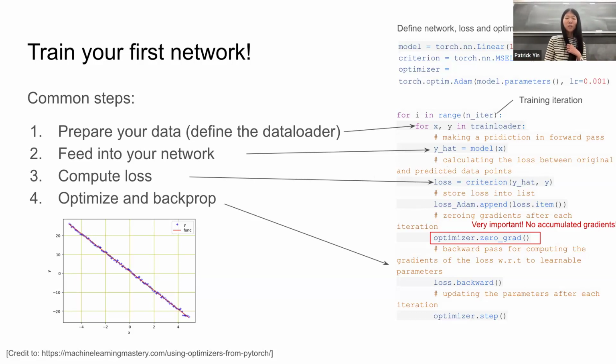So one thing that I want to emphasize here is don't forget to add optimizer.zero_grad here. This is because whenever you call backward, you compute gradients. In PyTorch, gradients are accumulated. So you want to clear out or zero out all the gradients before you compute the next gradient in the next batch.